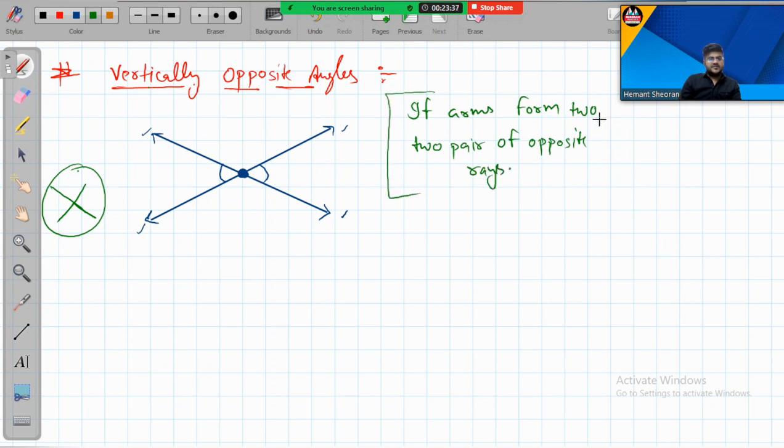Then they are known as the vertical opposite angles. And if someone asks you whether they are equal or not, yes, they are. But if you have to prove it, how? What will you say?